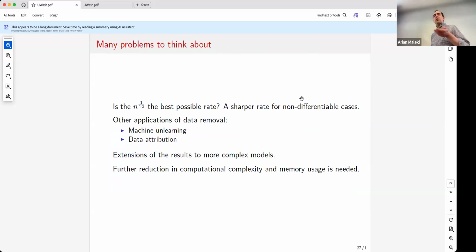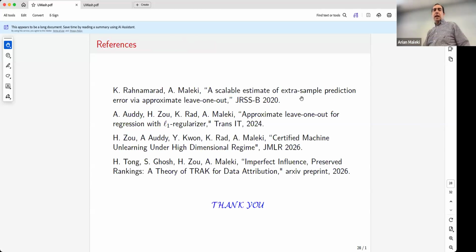Other applications, data attribution, data valuation, all have their own constraints and issues. Then more complex models, neural networks, and I'm going to mention one more line about it, and further reduction of complexity and memory usage is, of course, another interesting thing. In the last paper here that I didn't talk about, we tried to extend the results to neural networks to some extent. So thank you so much.